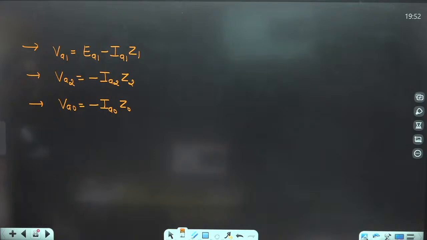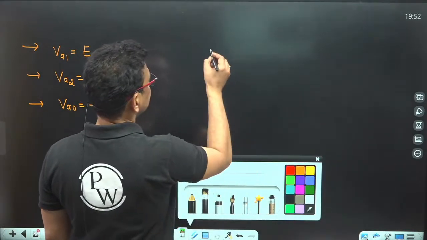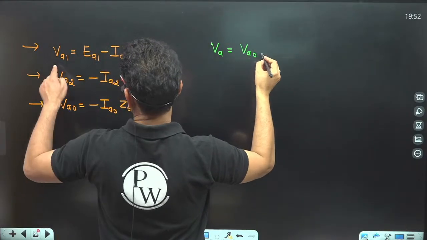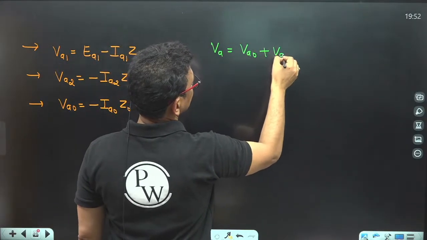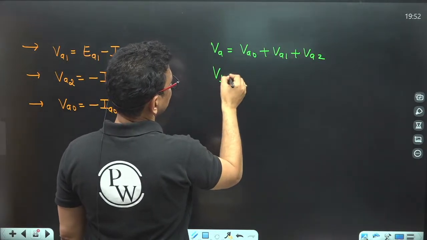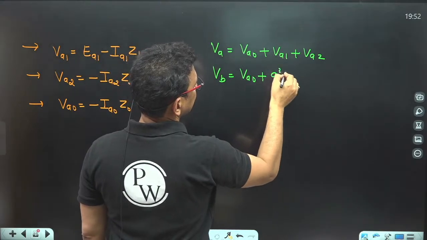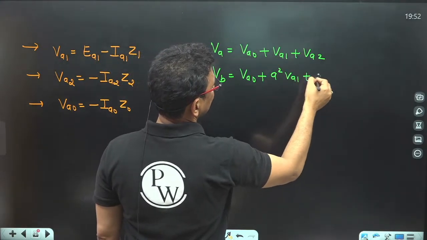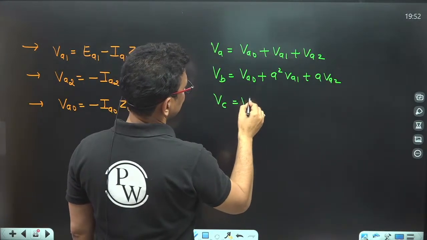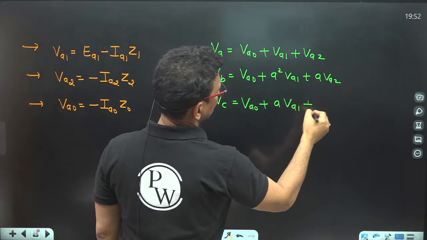If you know VA1, VA2, VA0, you will easily find out the values of VA, VB and VC. VA is VA0 plus VA1 plus VA2. Similarly, you can get VB, which is VA0 plus A square VA1 plus A into VA2. And VC is VA0 plus A VA1 plus A square VA2.